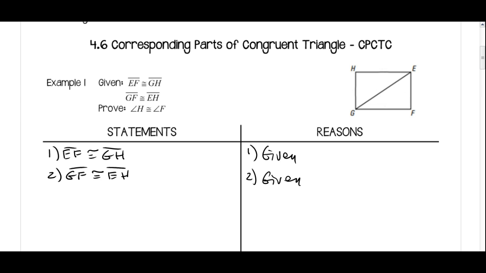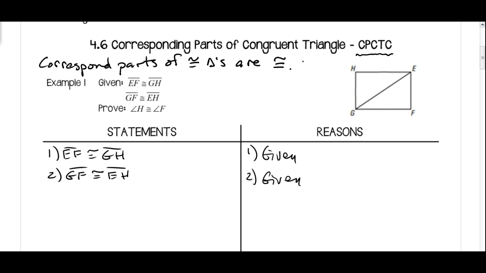We're going to be talking about corresponding parts of congruent triangles, and we usually abbreviate this CPCTC, for corresponding parts of congruent triangles are congruent. Okay? Corresponding parts of congruent triangles are congruent. So we take the first letter of each word.